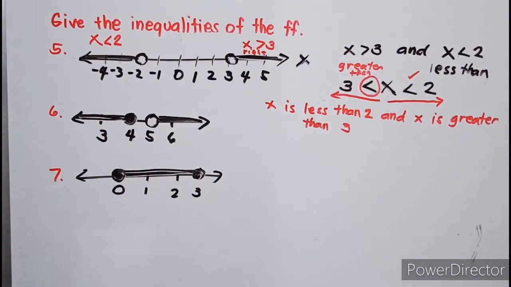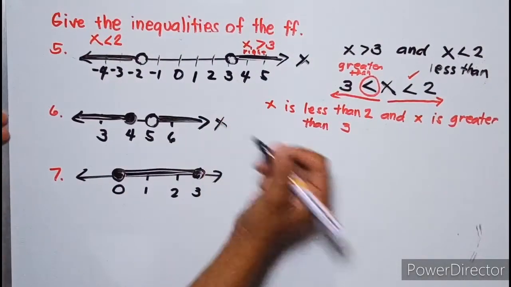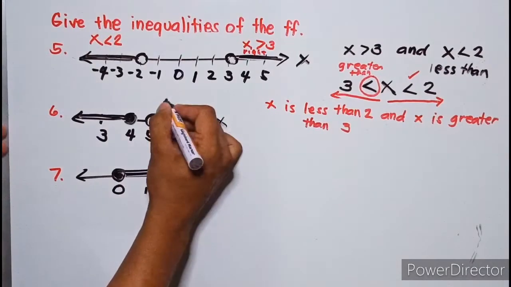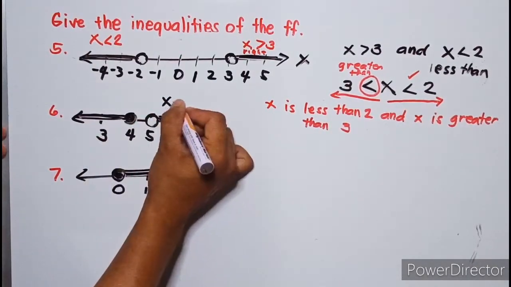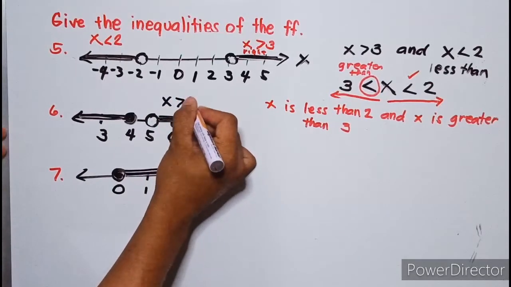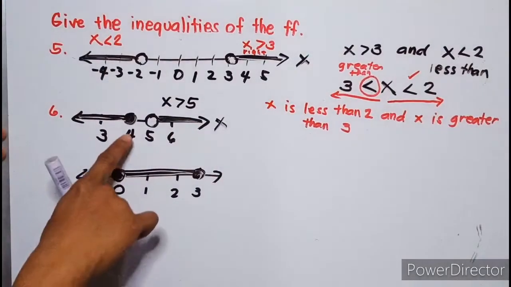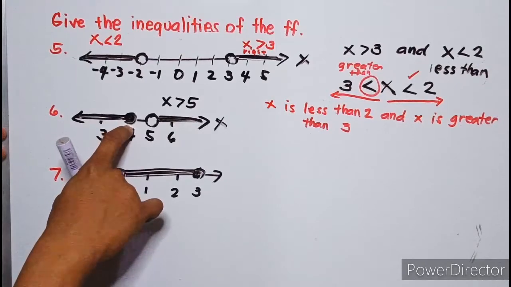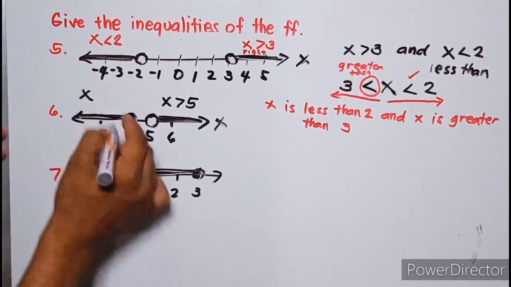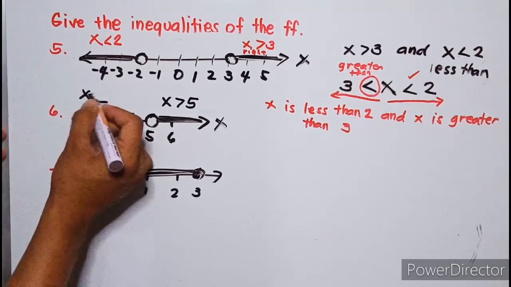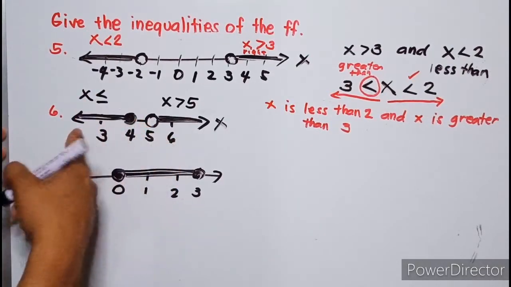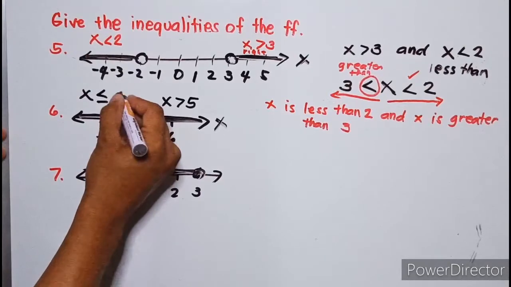Okay, number 6. So, for number 6, we have our variable, let's say this is an x, okay? So, x is greater than, hindi kasali ang 5, kaya siya ay greater than 5. So, dito naman, another circle, x, kasali ang 4, kaya siya may equal, pero going to the left, kaya siya ay less than. X is less than 4.